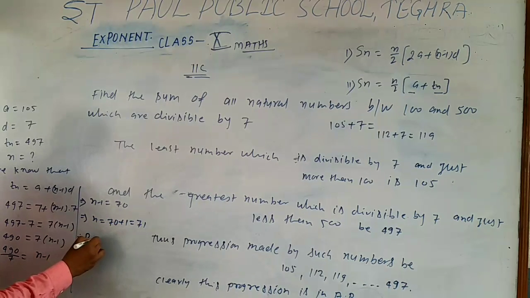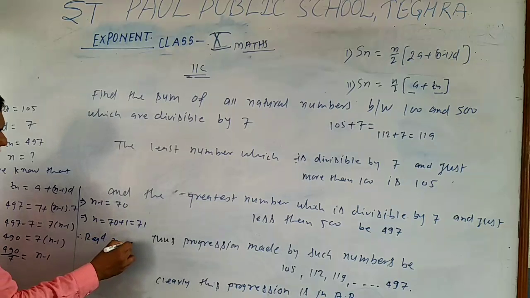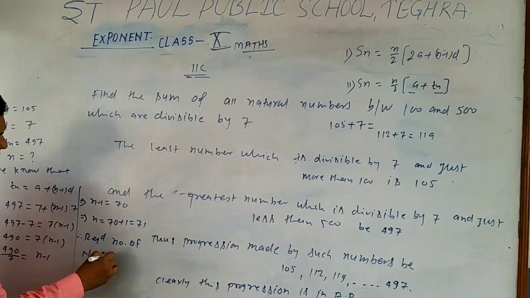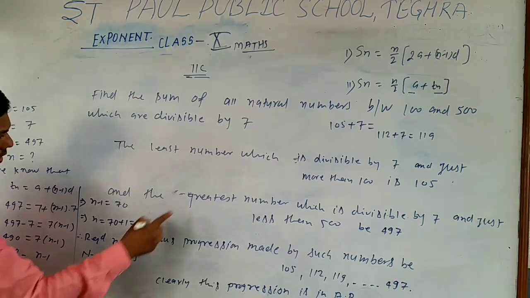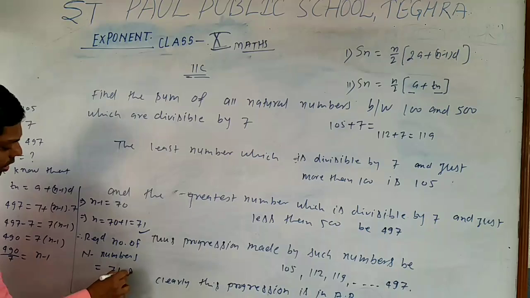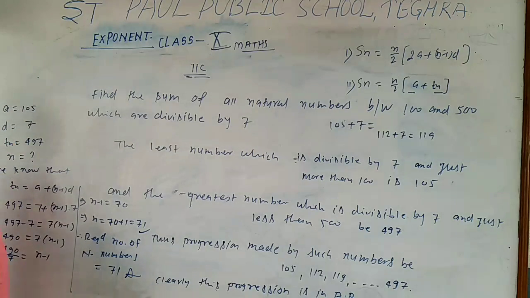Thus the required number of natural numbers between 100 and 500 divisible by 7 is the value of n we found. This is your answer. Now we move to a further question.